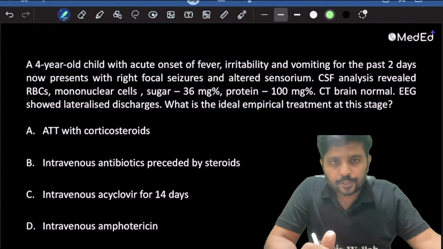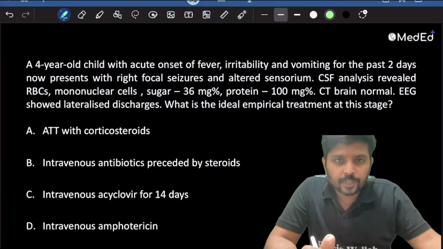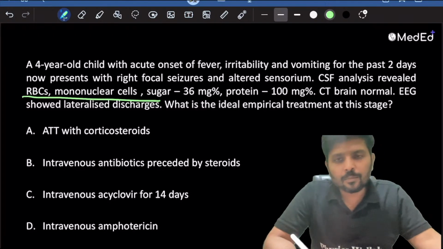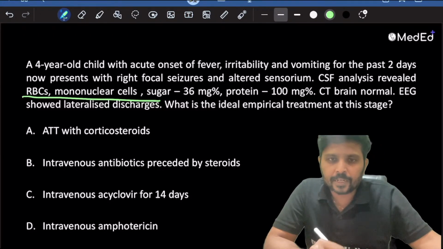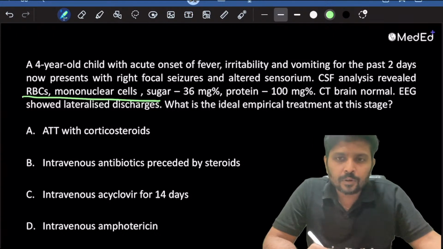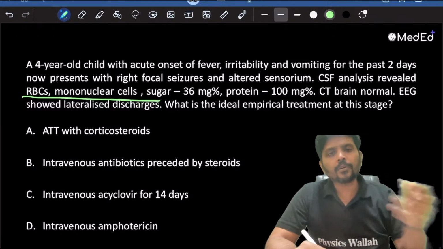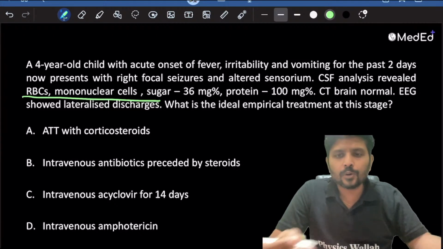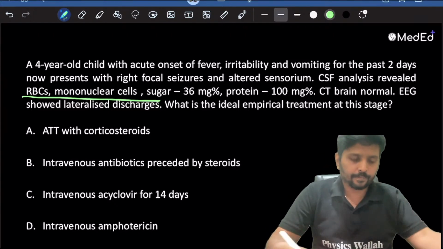Right, the next question. A 4-year-old child with acute onset fever, irritability, and vomiting for 2 days, presents with focal seizures and altered sensorium. CSF analysis revealed mononuclear cells. If you have mononuclear cells, it can be TB or viral, that is your lymphocyte or monocyte. When you have neutrophils, you are more into bacterial. So this must be a case of viral. TB, as I told you, is subacute, it takes such a long time.